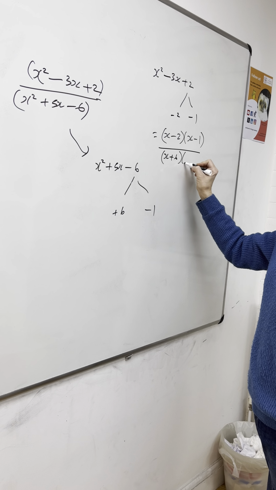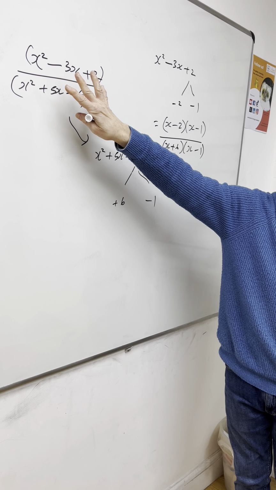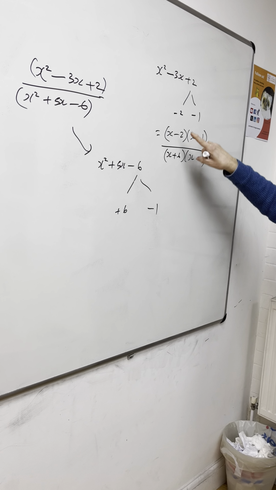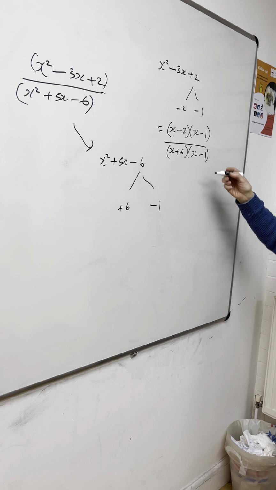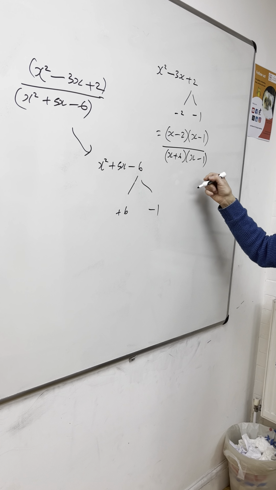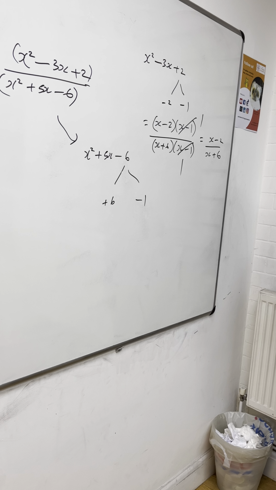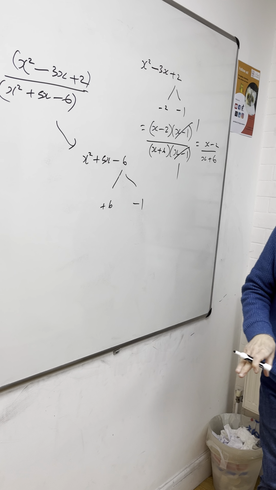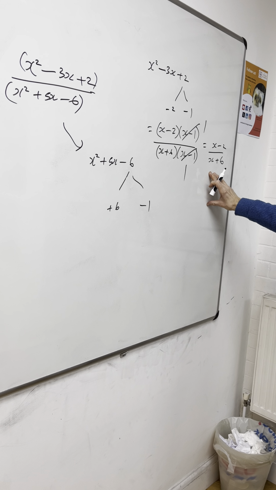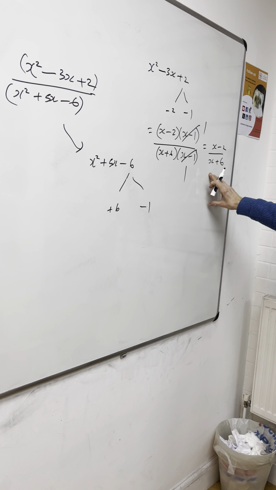So if we factorize this algebraic fraction, we end up with the factors in the numerator and the denominator. And then you can see we cancel out the x minus 1. What we're doing is dividing the denominator by x minus 1, which by itself is 1, and dividing the top by x minus 1, which is 1. Then we end up with the simplified form, which is x minus 2 over x plus 6. That is the simplified form of this algebraic fraction.